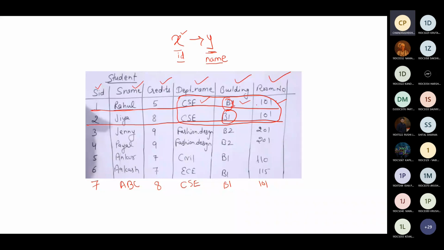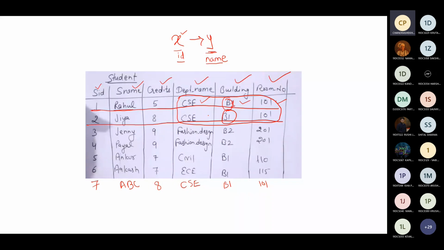Clear? So it is about the insertion anomaly, then the update anomaly and the deletion anomaly. That is how we are going to delete the record. If you want to delete a record of a particular building, then it is going to affect the other records also. If we add a new building, then also it is going to affect the other records.